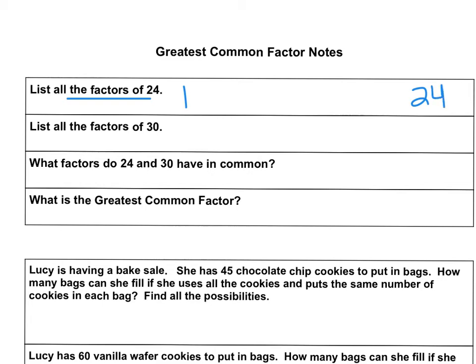So I know 1 and 24 are factors, 2 and 12, 3 and 8, and 4 and 6. Factors are the numbers that we can multiply to get 24, or you could think of it as the numbers that we could divide 24 by. You can use your multiplication table to help you come up with that list of factors also.